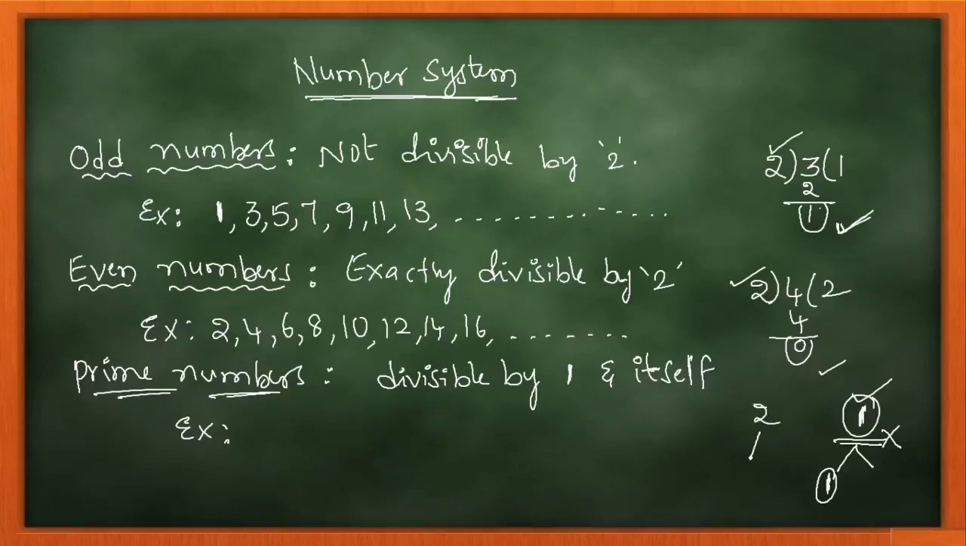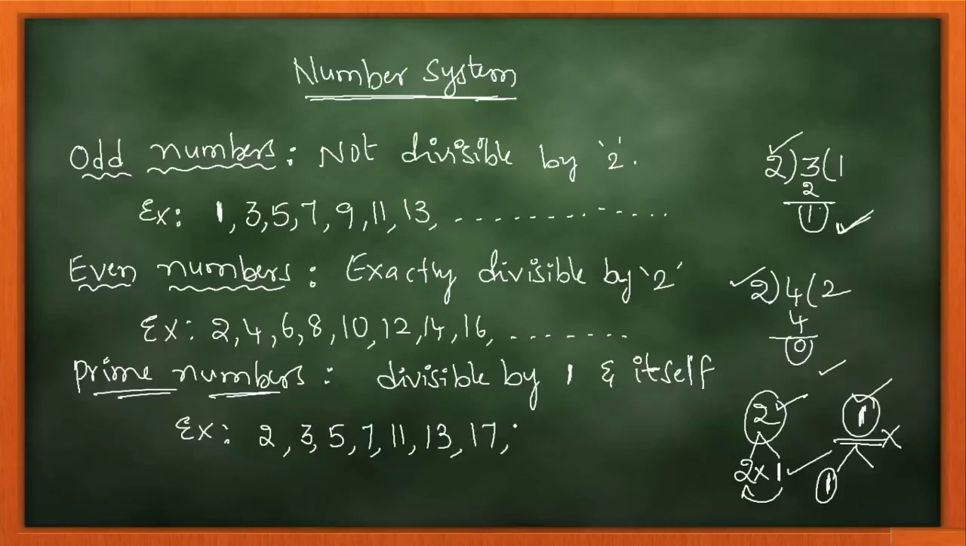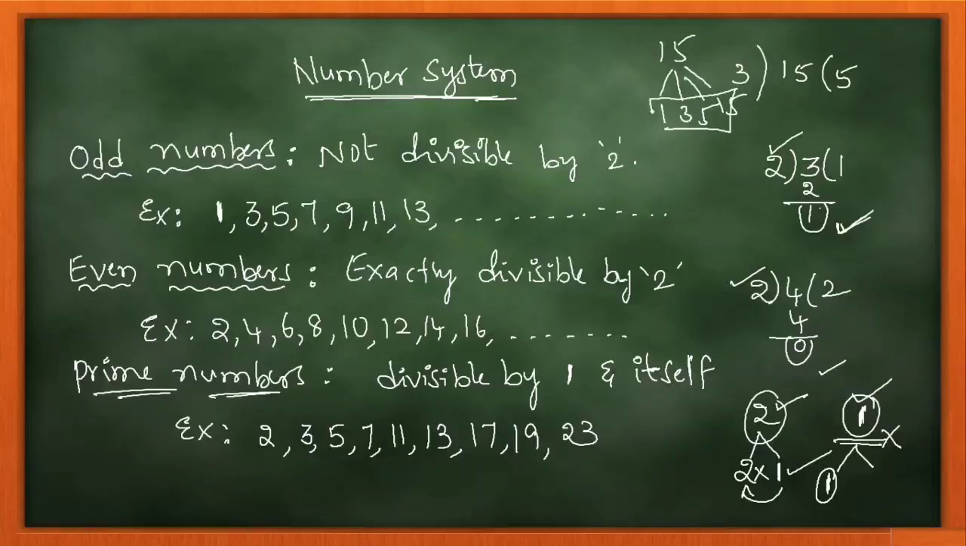Then let us take 2. 2 is divisible by 2 table and also 1 table. 2 ones are 2 and 1 two is 2. So the numbers which are divisible by 1 and the number itself are called prime numbers. When you go on writing these prime numbers, you get 2, 3, 5, 7, 11, 13, 17, 19, 23. So 15 is not a prime number because 15 is divisible by 3 table. 15 is divisible by 1, 3, 5 and 15. So these have 4 factors, and these are not called primes.